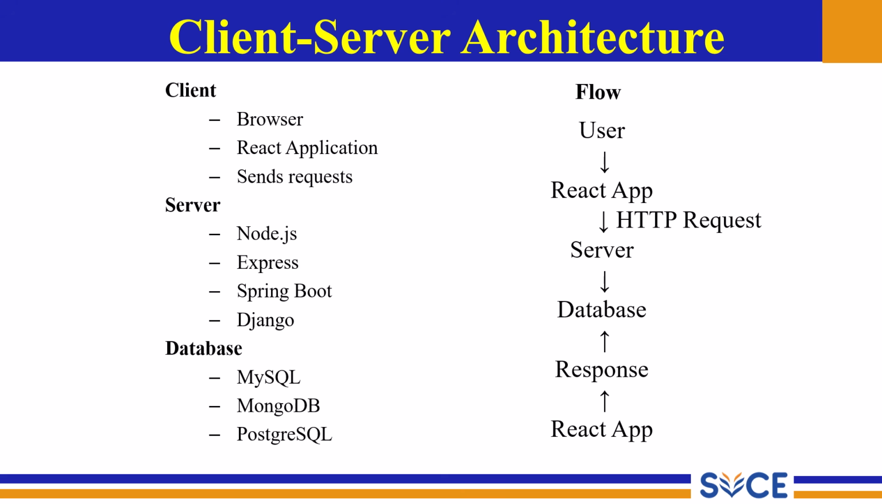Let's understand the complete flow. Imagine online shopping. Suppose you open Amazon, you search for wireless mouse. What happens? You type the product name. React sends an HTTP request to the server. The server checks the database. The database returns matching products. The server converts the information into JSON. React receives the JSON. The products are displayed on your screen.